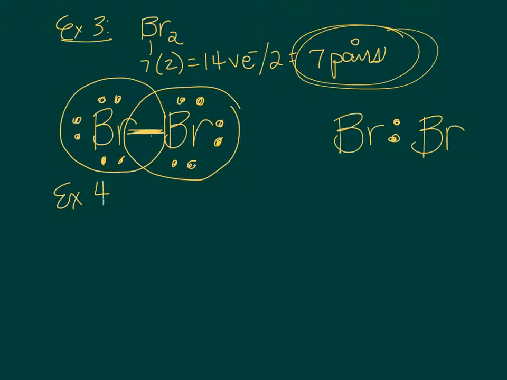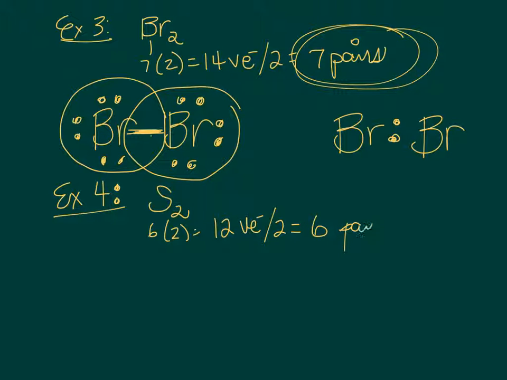Let's do example 4. I'm kind of making this one up, guys. This doesn't exist. But if it did, we're going to draw it. S2. You think it's going to look just like the one at the top, but here's where it gets weird. Sulfur's only bringing 6 valence electrons times 2, which is 12. So I only have 6 pairs of electrons to work with, which is going to make this really tricky.